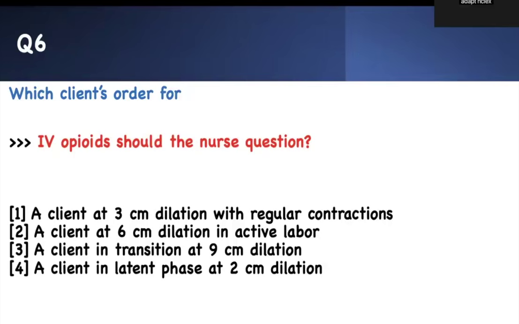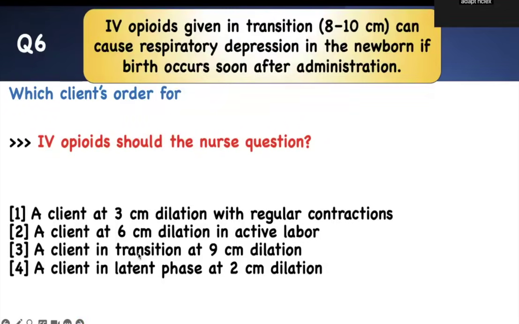What is the concept? Once again, what is the concept? You only give opioid most of the time at the active phase. You should never give it at the transition phase. If you give it during the transition phase, the baby will get it, because after transition phase, the baby will be delivered right away and it can cause respiratory depression. Therefore, give it the most during active phase. You can give it at latent phase, but the most important is at the active phase. So the one you question is number 3, 9 centimeters, which is transition, not active phase.